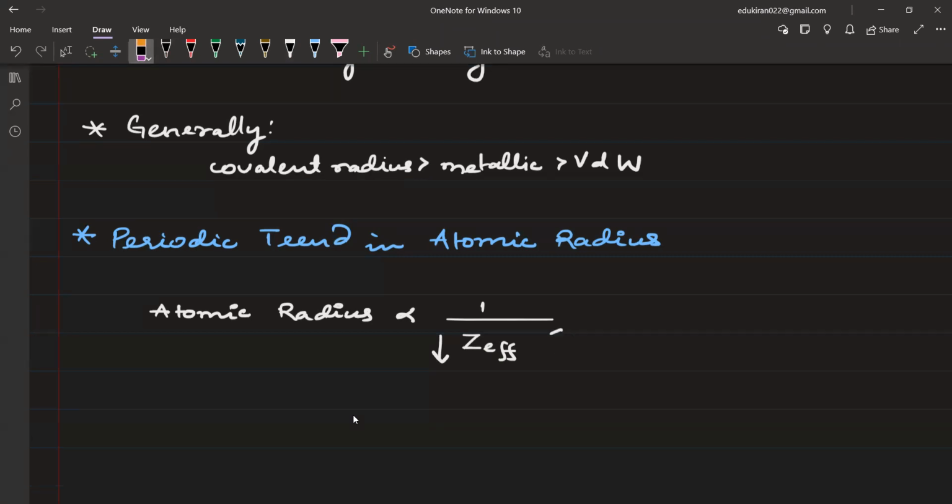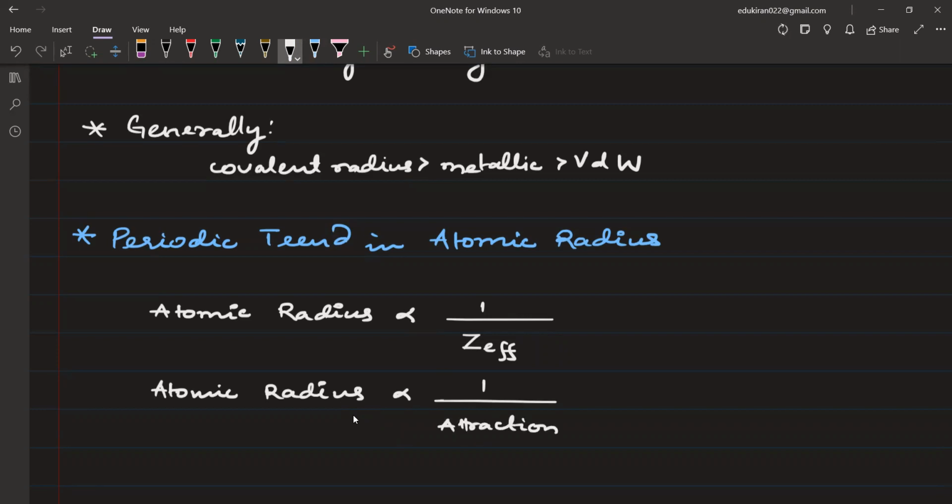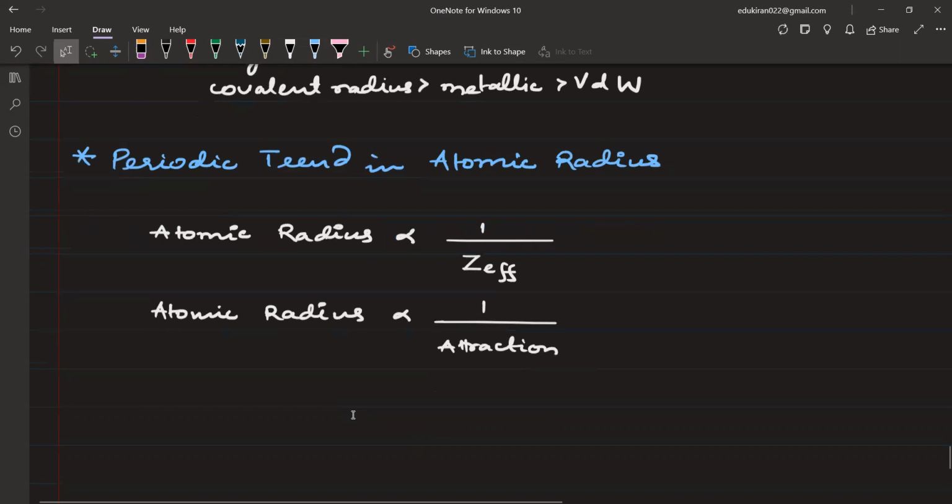Okay, so you can talk about this in terms of attraction between the nucleus and electron. So when I write attraction, I will always mean the attraction between the nucleus and the electron. So we can say that atomic radius is always inversely proportional to attraction, right? If the attraction between electrons and protons is high, then the atomic radius will be low.